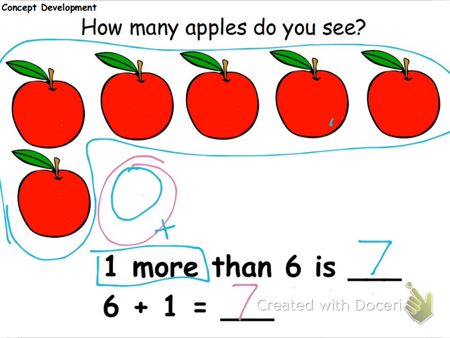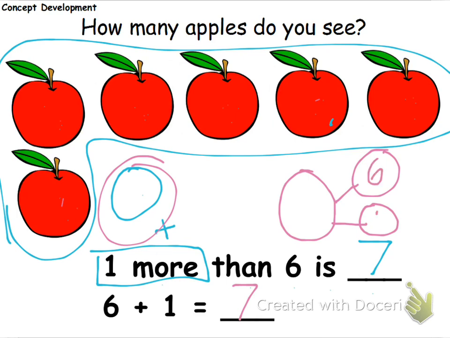Now, let's do a number bond. I'm just going to do a number bond right here. So now, our number bond. We know, looking at this, I circled my 2 parts already. So I know that one part was 1, 2, 3, 4, 5, 6. And my other part was 1.